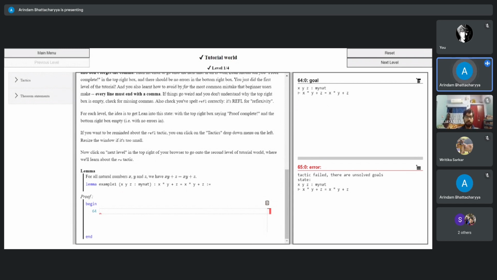So you have this rotated T symbol, right? I think Soham is recording. At least one. Yeah, recording.